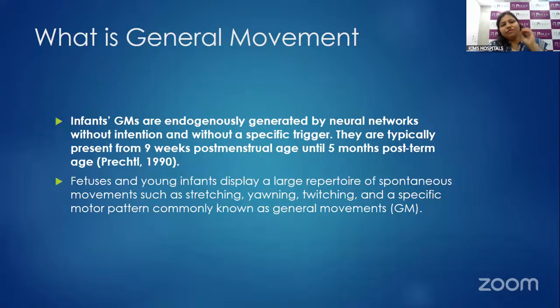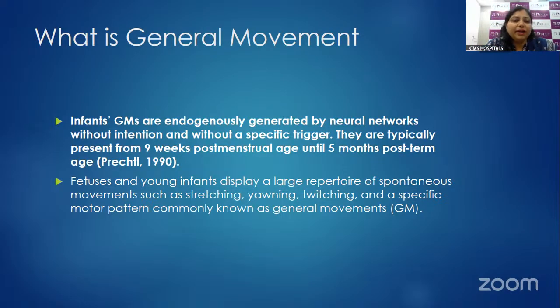So there are certain things which I want to just focus on. I'm not a certified general movement assessment practitioner, but definitely I have read something and learned from my colleagues, so I am just putting it here. The infant's general movements are endogenously generated by the neural networks without intention and without a specific trigger. So in this assessment you are not performing anything, you're not touching the child. It develops from the brain and you're observing that.